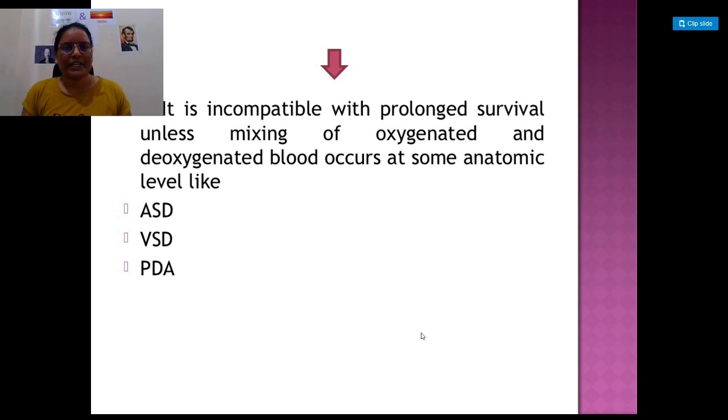It is incompatible with prolonged survival unless mixing of oxygenated and deoxygenated blood occurs at some anatomic level. If the condition is transposition of great arteries and there is an atrial septal defect, ventricular septal defect, or patent ductus arteriosus, then there is some chance of mixing the blood and giving a small amount of oxygen to the system. Otherwise the life is in danger.